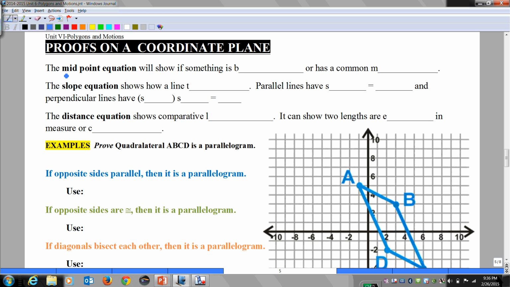The first one, the midpoint equation, will show if something's been bisected or has a common midpoint. That's the midpoint equation. The midpoint equation will show if something is bisected or has a common midpoint.